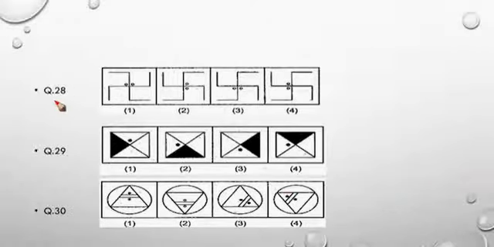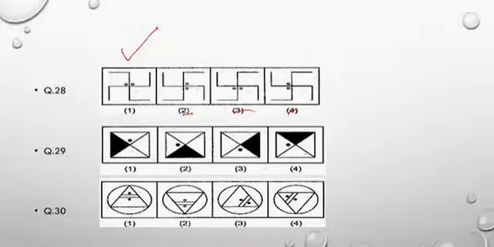Let's go to question number 28. In question number 28, there are 4 options given. When we observe all the 4 options carefully, we find that in case of option 2, 3 and 4, the swastik diagram is similar, whereas in case of option 1, the swastik diagram is drawn differently. So answer to question number 28 is 1.